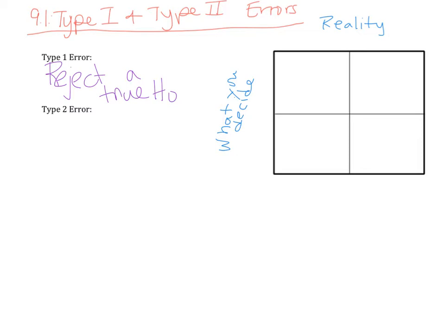What I mean is that if you notice on the right, I have a little box there. So what we decided is we rejected our null hypothesis. We rejected H0. We decided H0 wasn't true. But in reality, it actually was true. So that would be an example of a type 1 error.